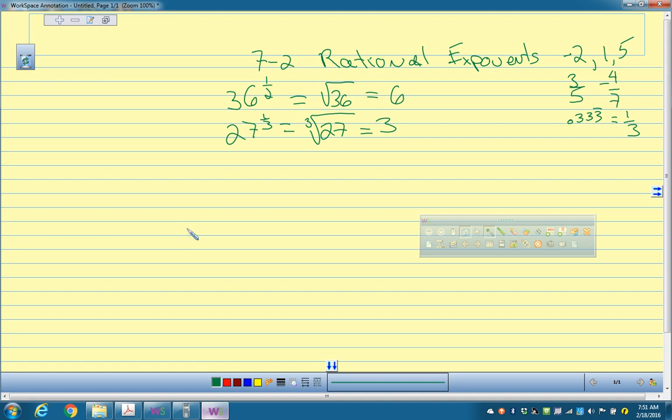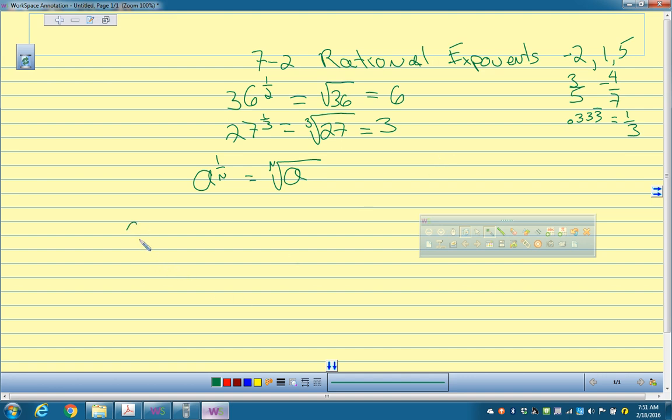So the rule is: a raised to the 1/n power is equal to the nth root of a. Okay? So I would write this down in your notes: a to the 1/n is equal to the nth root of a. So let's try. You guys try on your whiteboards.